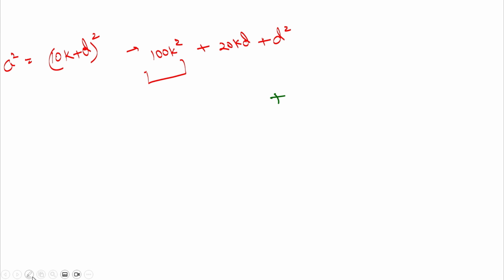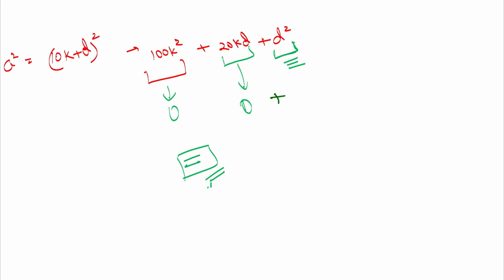Now any number that is a multiple of 10 will always give last digit 0. This also gives last digit 0. So it means the last digit of our expansion depends mainly on d, which is the last digit of the number. So that's why we have always considered this d for finding the last digit of a given expression in Olympiad.